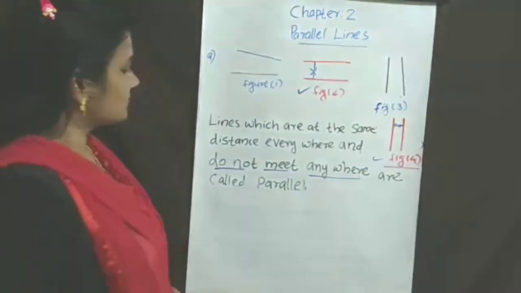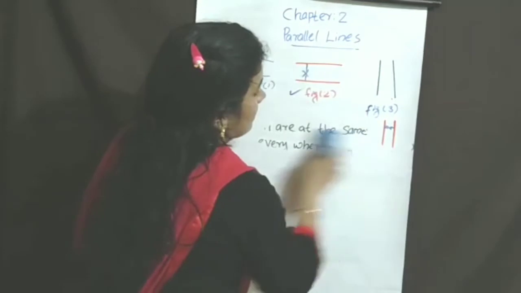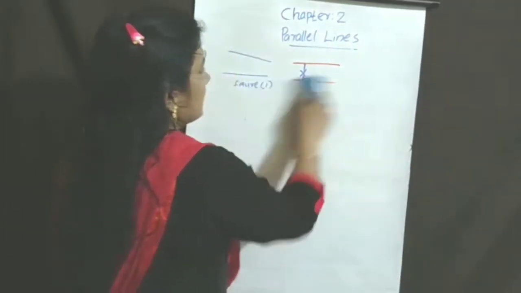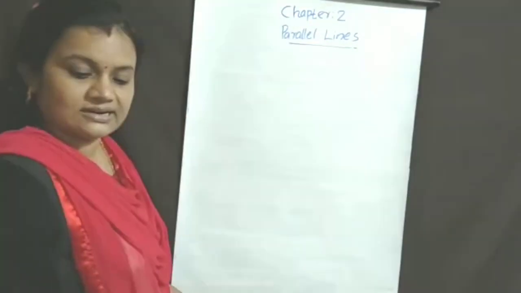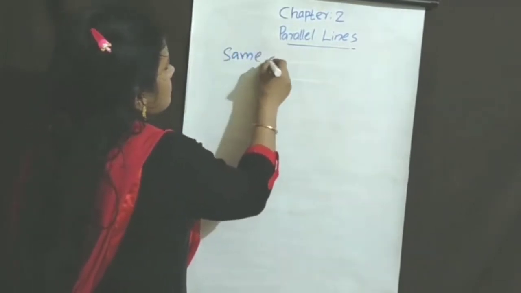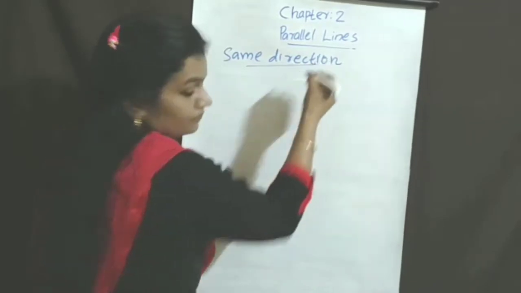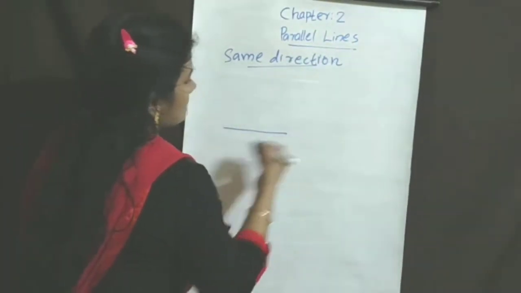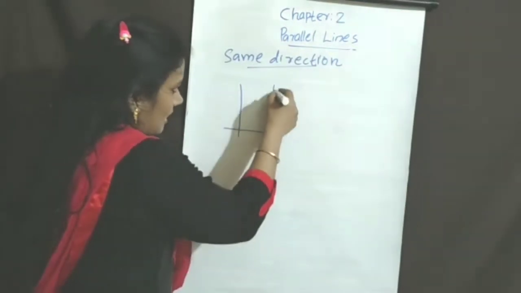Understood? Now we have discussed what parallel lines are and what the distance is. Next we are discussing the same direction. What is the same direction? Same direction. One line is drawn as a baseline, then two perpendicular lines meet it.